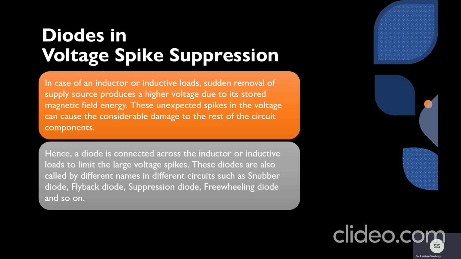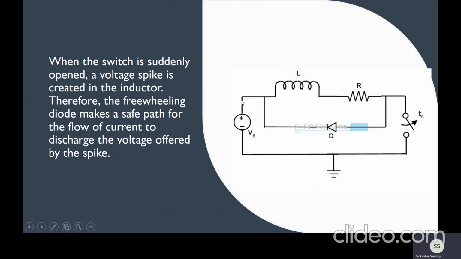These diodes are also called by different names in different circuits, like a snubber diode, flyback diode, suppression diode, freewheeling diode, and so on. When the switch is suddenly opened, a voltage spike is created in the inductor. Therefore, the freewheeling diode makes a safe path for the flow of current to discharge while the voltage is offered by the spike. We can see in the diagram that the diode is connected across the inductive load.